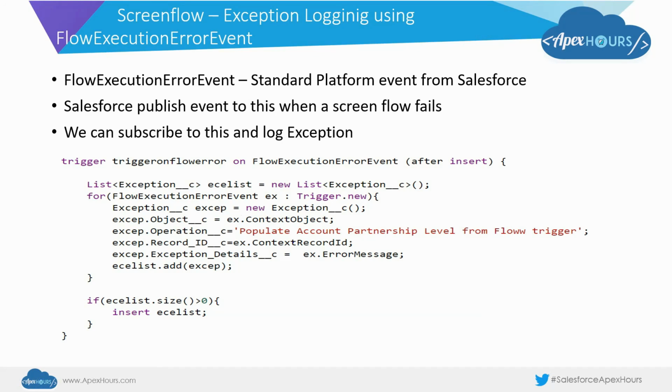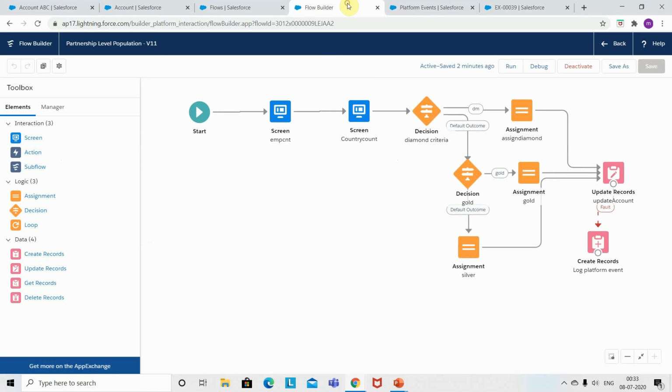But if Salesforce can expand this to normal invocable processes also, this is going to be really helpful for us, and we don't need to actually create our own platform event because flow execution error event is going to handle everything for us. Let us see the behavior for now. From this flow, I am going to remove this particular create record option.